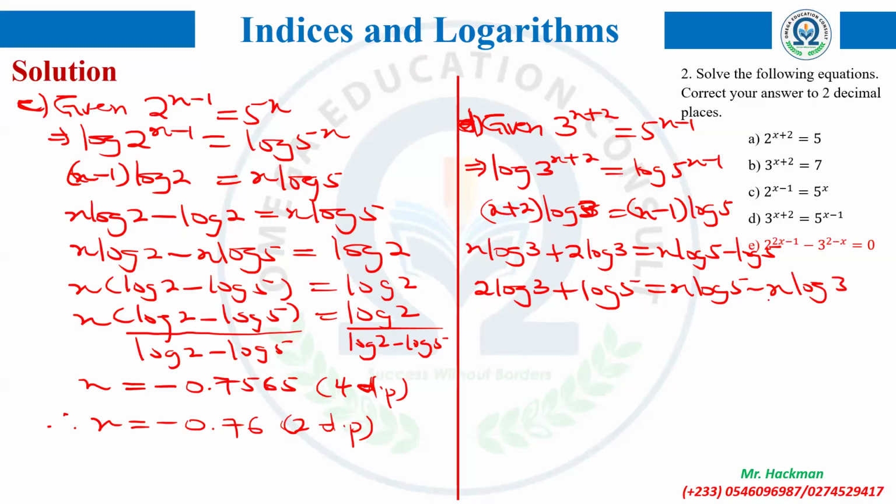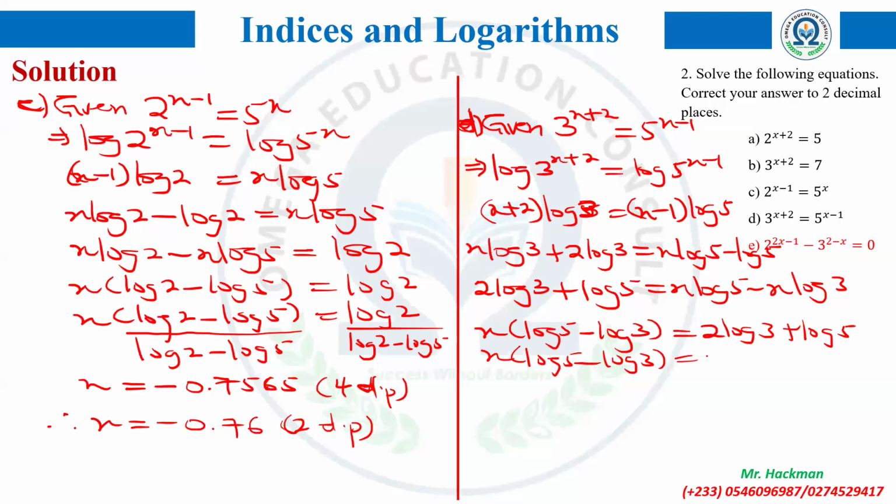Now this side we can factor out x. So I'm going to write this side first, but factorizing. So I'll have x in brackets, log 5 minus log 3. It's equal to, this side will be maintained just as we have it over there, so 2 log 3 plus log 5. At this point, I write it again before I divide. So x in brackets, log 5 minus log 3 will be equal to 2 log 3 plus log 5.